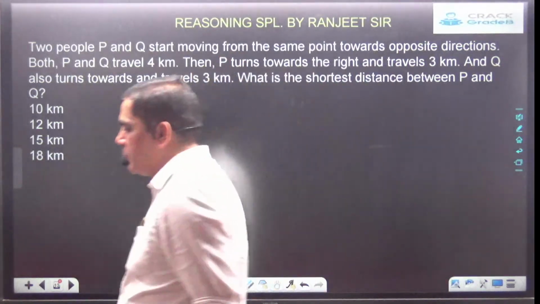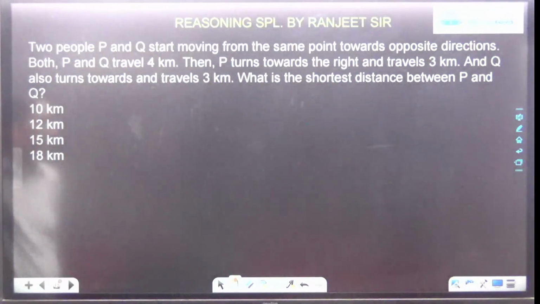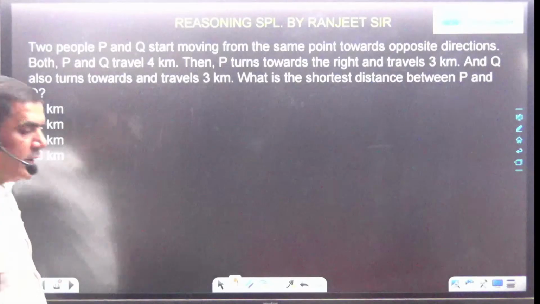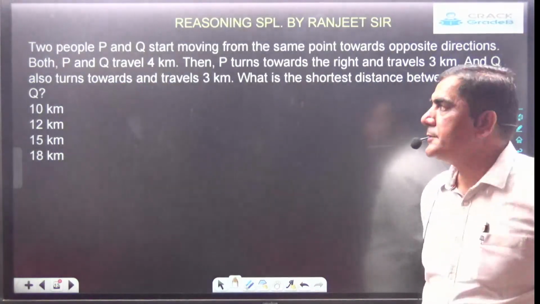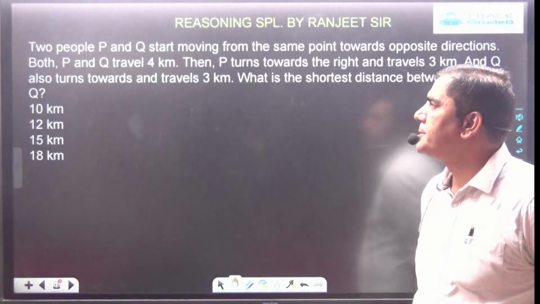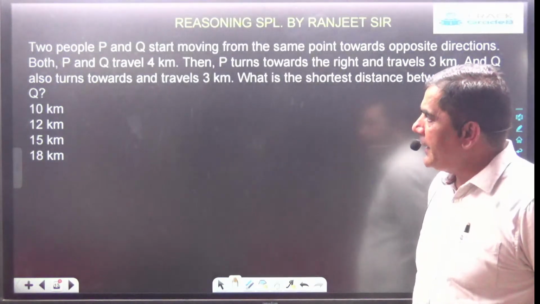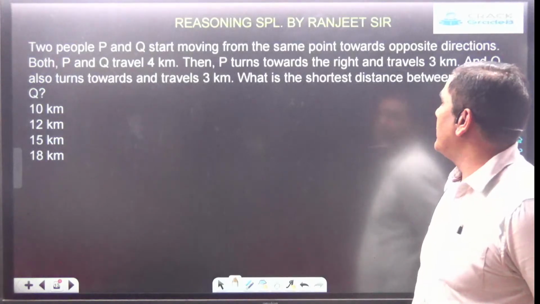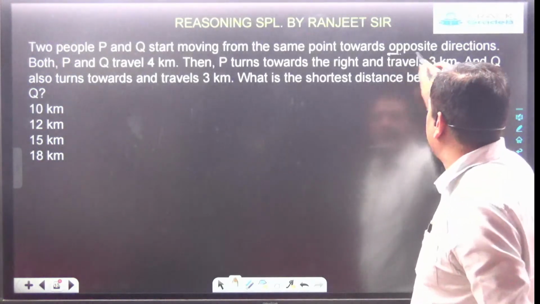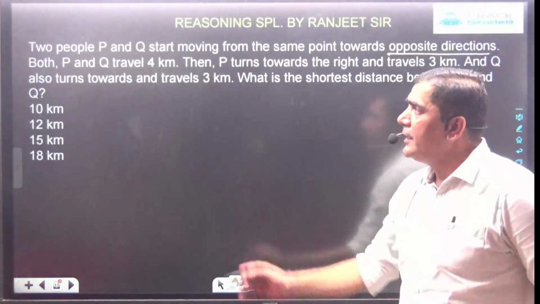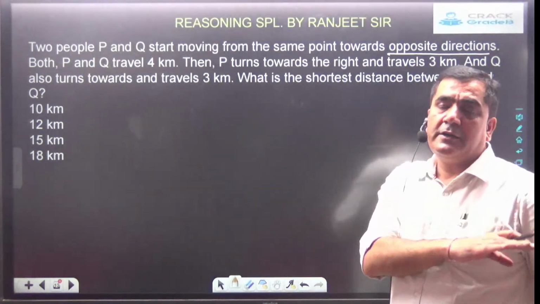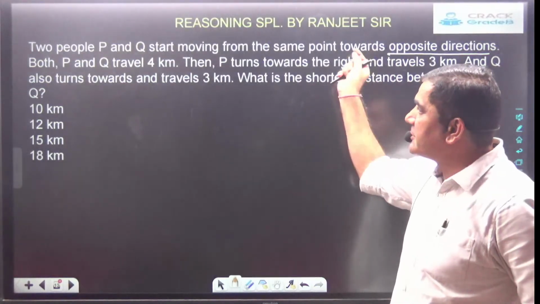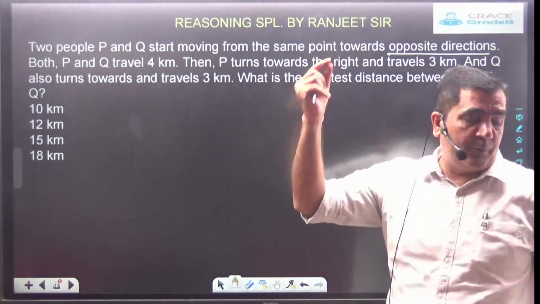Typical question. Let's see who can give the answer for this one. Two people P and Q start moving from the same point towards opposite direction. See here they have mentioned opposite direction. Means what? If P is moving towards east, Q should be moving towards west. Here in the question they have clearly mentioned both of them are moving in the opposite direction.